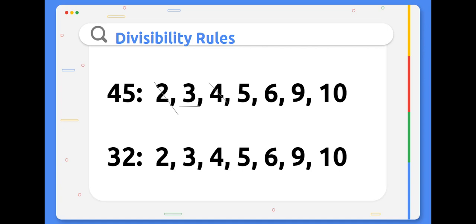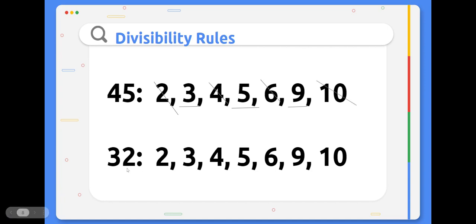Remember, the rule for 5 is if it ends in a 5 or a 0, you can use it, so 5 works. The rule for 6 is if 2 and 3 both work, it works. Well, they don't. So let's get rid of that. 9, remember if I add the two numbers, 4 plus 5 equals 9. 9 divided by 9 is 1, so that works. And then the rule for 10 is if it ends in a 0. Doesn't end in a 0, so 10 doesn't work.